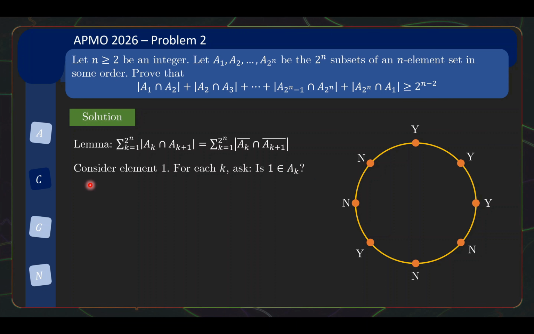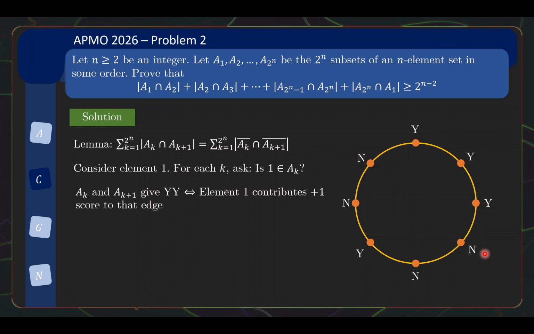So to prove this lemma, let's consider element number 1. Just take element number 1 first. For each k, we'll ask, is 1 inside A_k? So maybe you'll get like yes, yes, yes, no, no, yes, no, no, for example. Exactly half of them must be yes, and exactly half of them must be no.